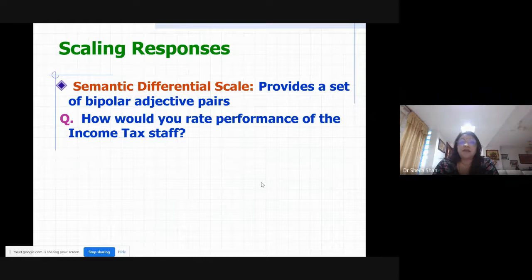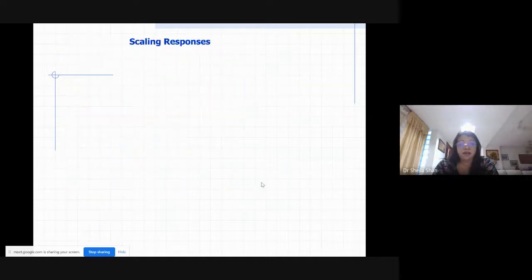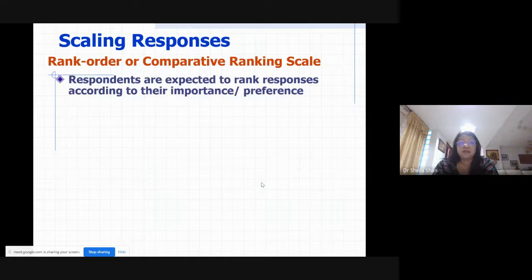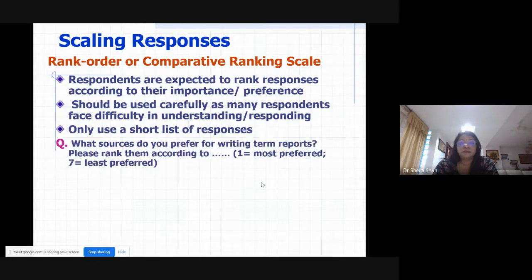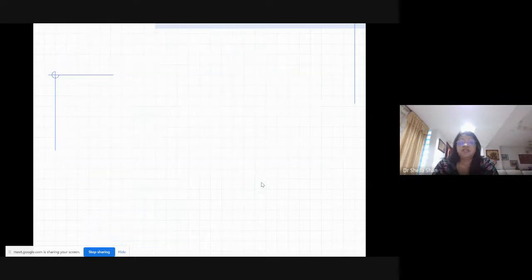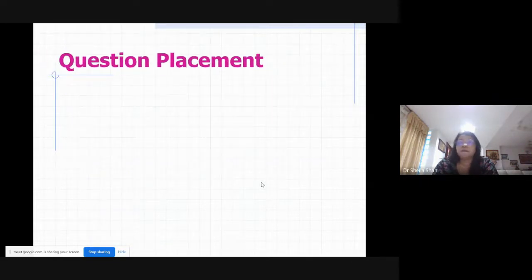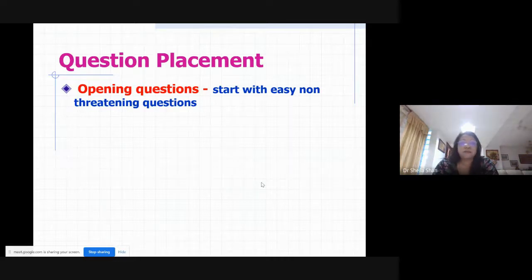The semantic differential scale provides a set of bipolar adjective pairs. This one is not so common. Okay, next one, scaling and ranking. All these are types of questions that you can rank. Marketing people like to do this kind of ranking question. Which do you think is the best way to study? Is it by using PowerPoint, using the portal, or using quizzes?